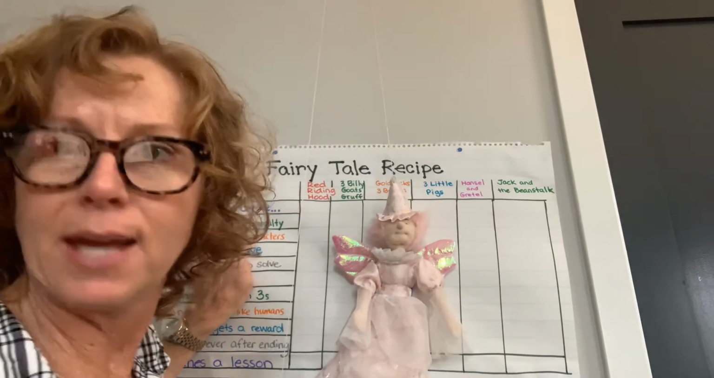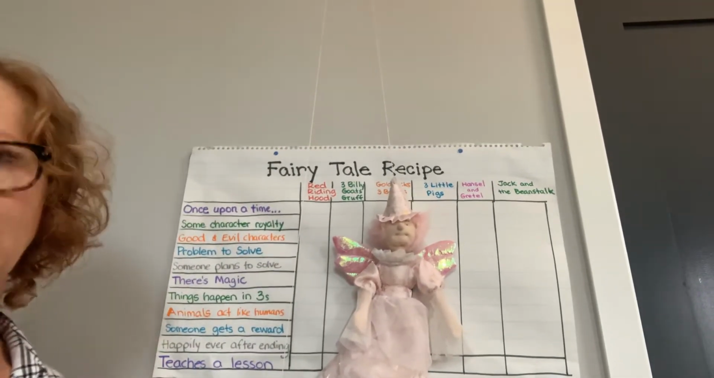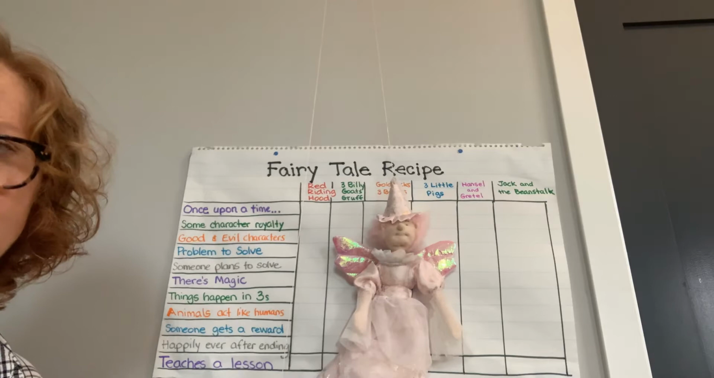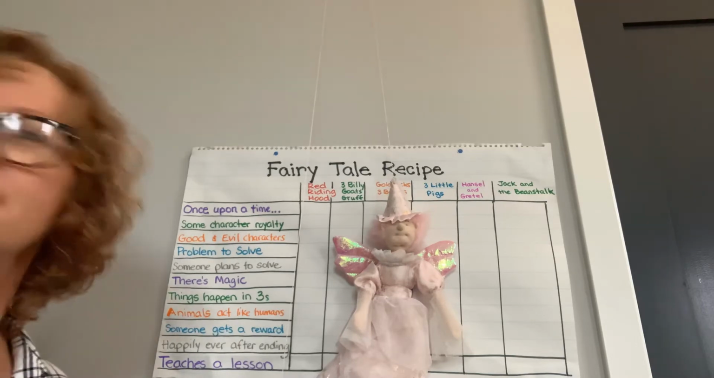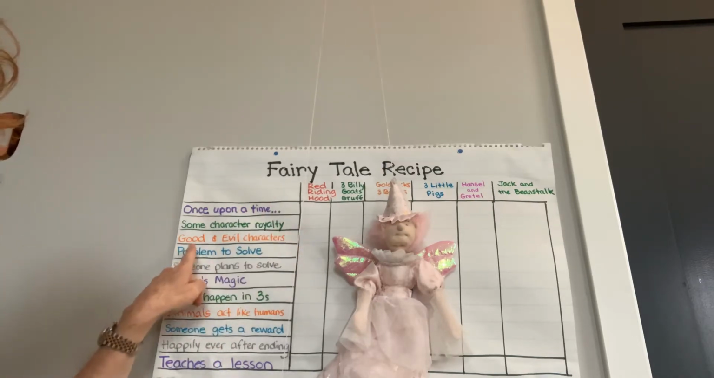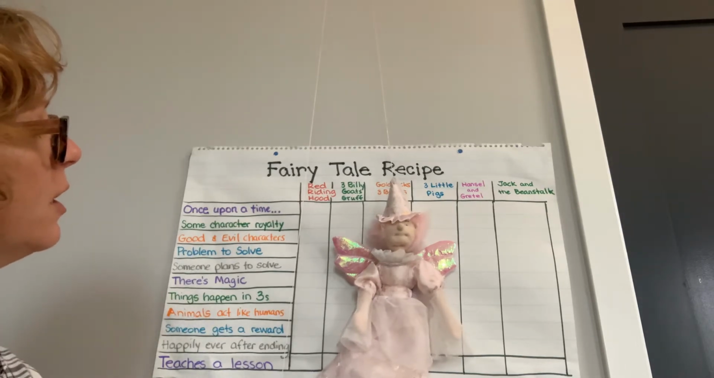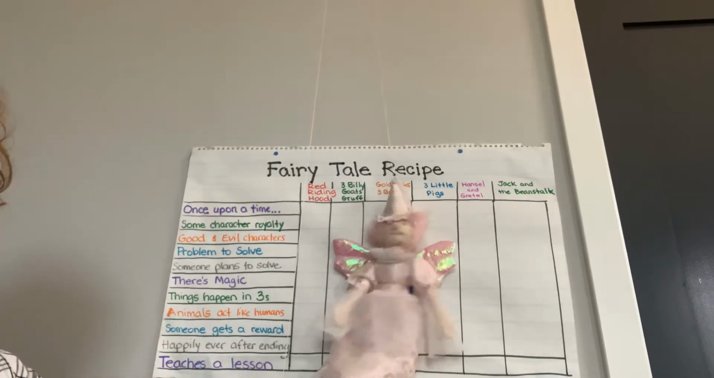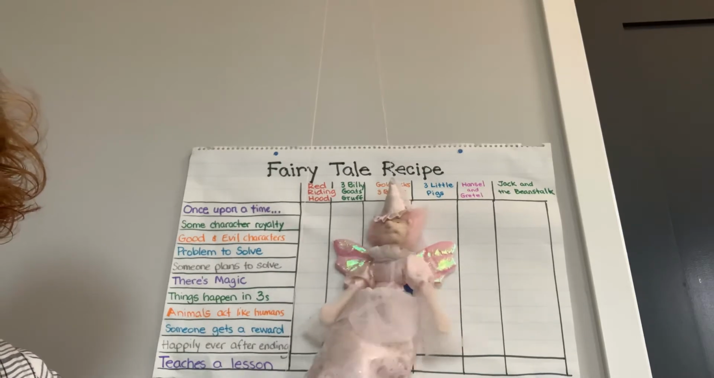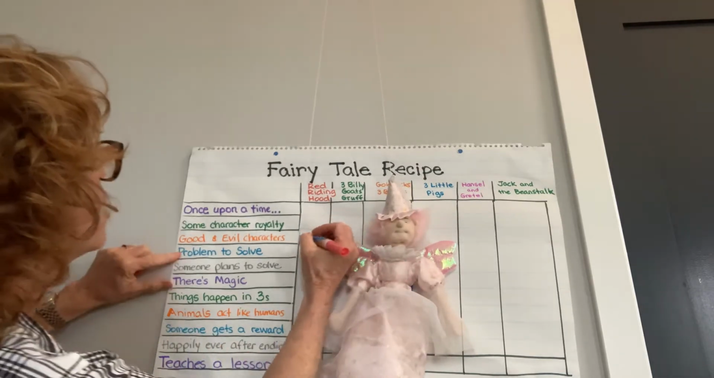Next one. Some characters of royalty. Are there any kings or queens or princes or princesses in this story? No. So let's skip this one too. How about the next one? Some characters are good and some characters are evil. What do you think, Sparkle? Oh yeah. Red Riding Hood is good and her mom's good and Granny's good and the wolf, oh my goodness, he's really, really bad. Okay, so let's give that a check.